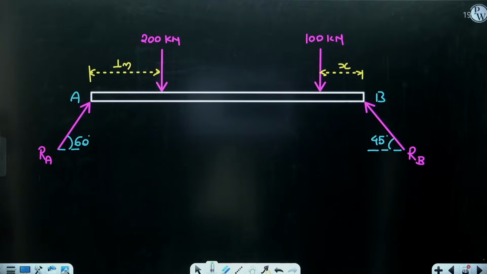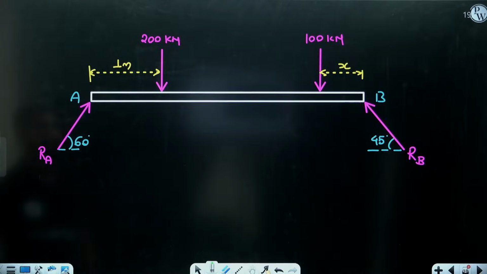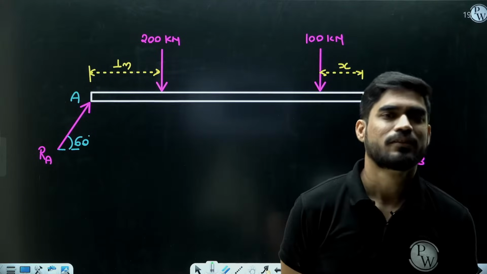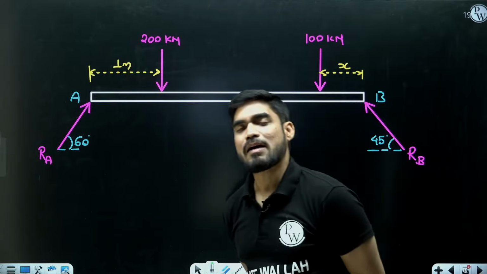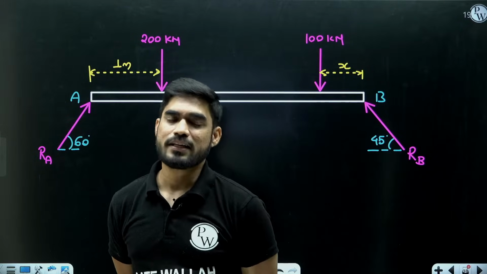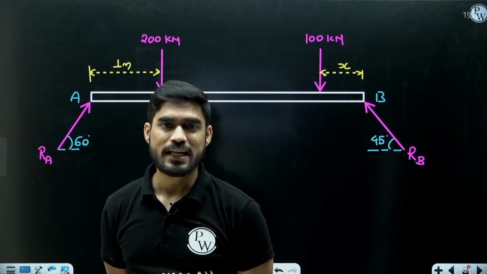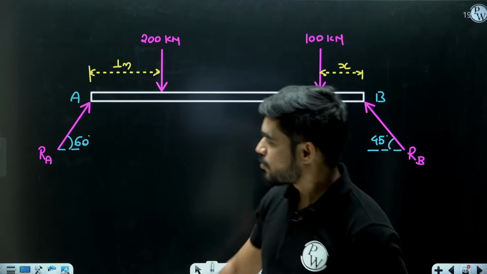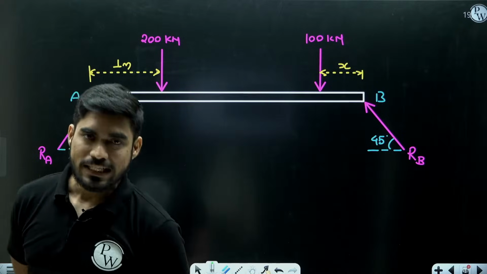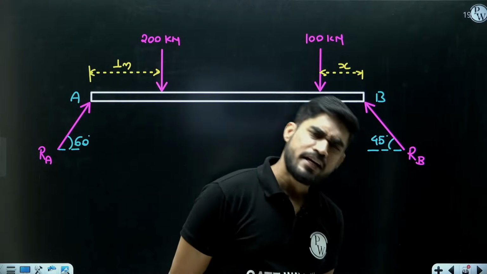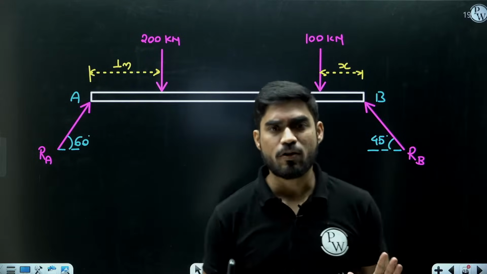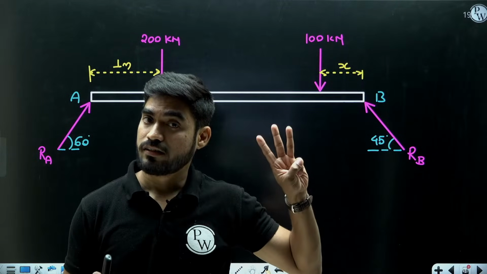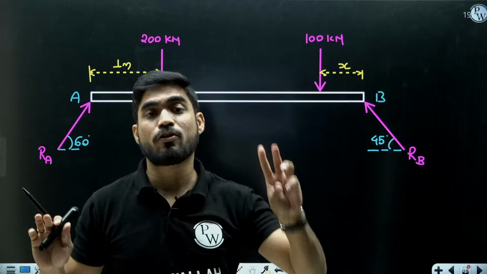In order to find RA, we will apply Lamy's theorem. But you must be wondering, sir, there are 4 forces and that too they are not concurrent. So how can you apply Lamy's theorem? Understand, beta. It is not necessary that for applying Lamy's theorem there must be only 3 forces and they must be concurrent. No, I never said that. Here also you can apply Lamy's theorem. There can be n number of forces acting on the body, but they must be acting in only 3 different directions.